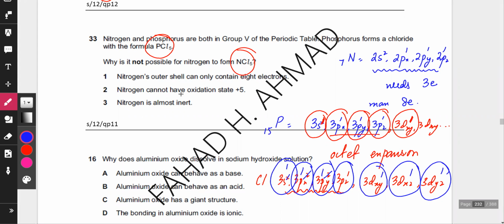So the same problem is over here. Nitrogen can't bond with 5 Cls because it only has these three orbitals. That's it. There is no other orbital in the second shell. So the first statement is correct. Nitrogen's outer shell can only contain 8 electrons. The other two are correct, but they're not related to the explanation and not relevant to the question they are asking.